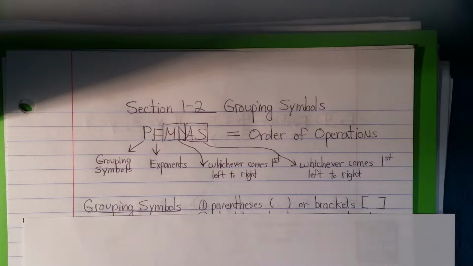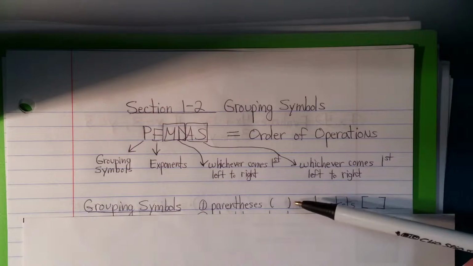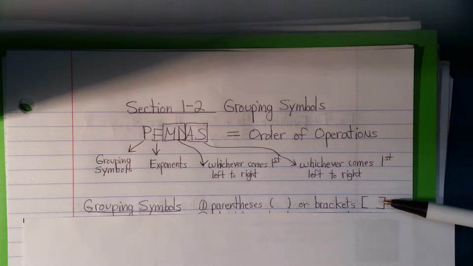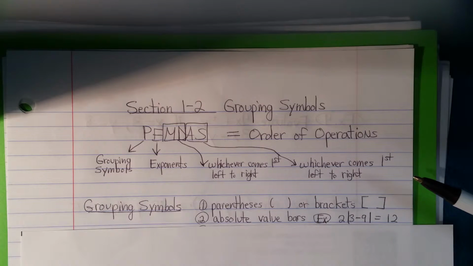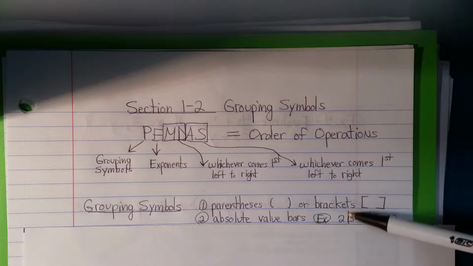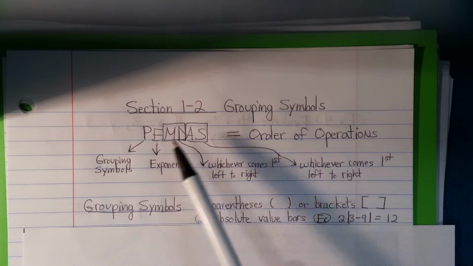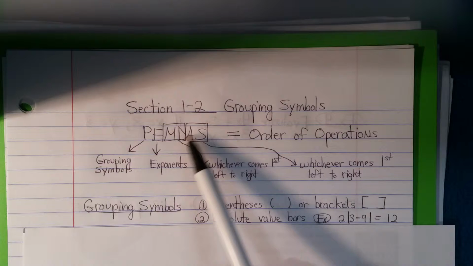Now, different types of grouping symbols. Parentheses are the ones you're probably most familiar with, or you might use brackets in a similar way. The absolute value bars are also grouping symbols. So whatever is inside an absolute value, that operation has to come before your exponents.